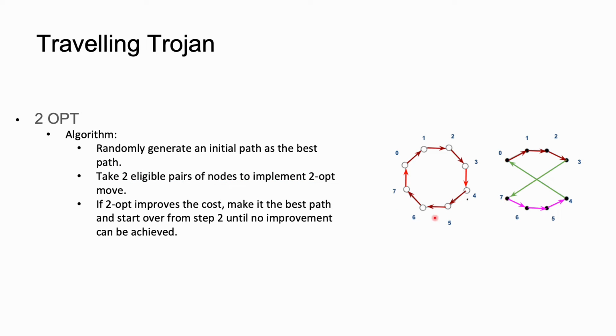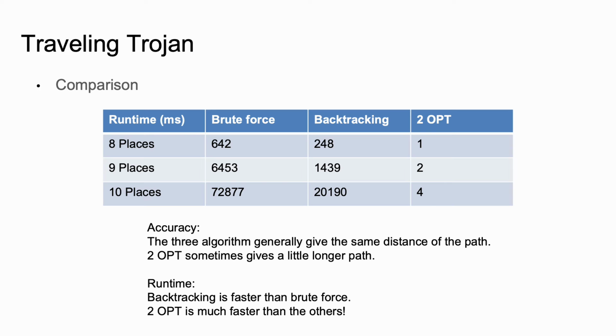I also implemented the two-opt algorithm. Different from the previous two algorithms, two-opt is a heuristic function that does not guarantee the optimal result, but can significantly reduce runtime. Here I try to test the three algorithms with three different numbers of places. Backtracking is faster than brute force, but two-opt is much faster than the other two algorithms.